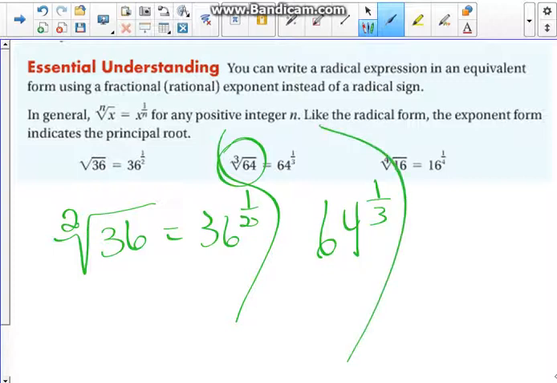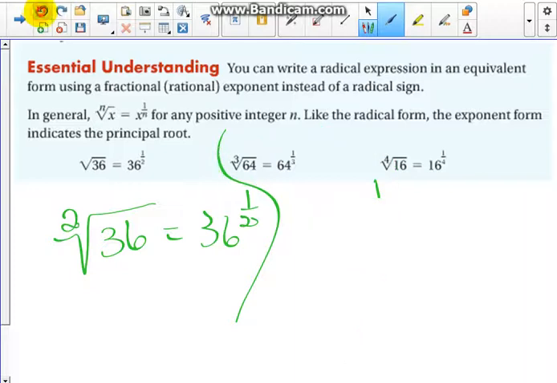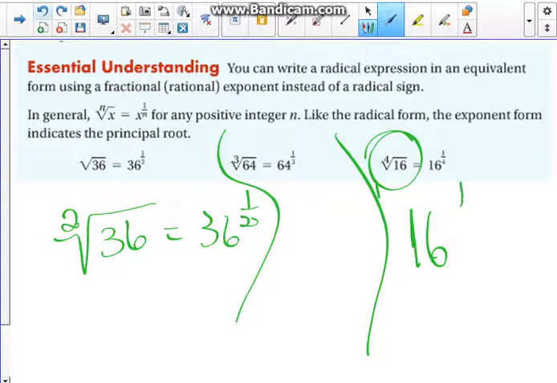And then the last one, whoops, went right through that. There we go. So the last one, we can say that the fourth root of 16 is 16 to the 1/4 power.